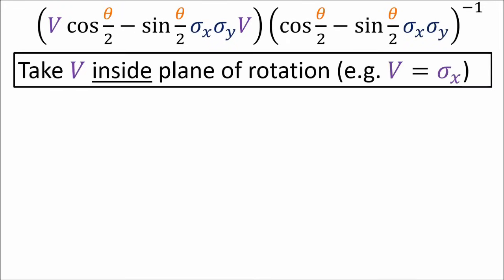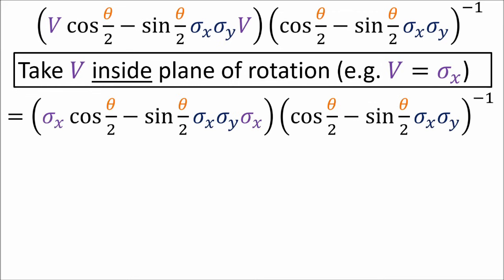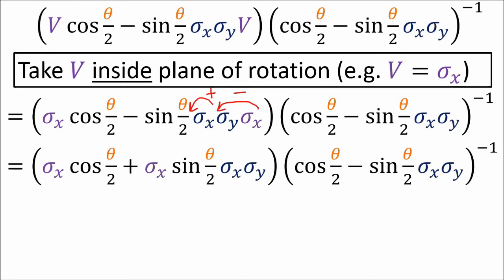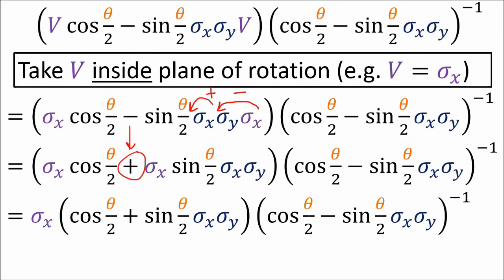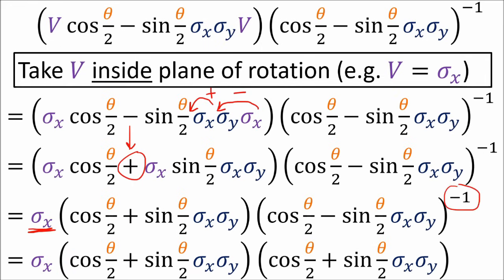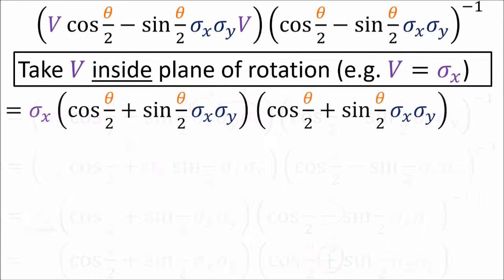However, if v is in the plane of rotation, for example sigma x, then we only pick up one negative sign while doing the swapping, since swapping a basis vector with itself does nothing. In this case, we do end up with a sign change. We can factor sigma x out in front, and as we showed before, taking the inverse of this expression is the same thing as changing the sign in front of the sigmas. So now, instead of the vector being unchanged, we have the vector times this product.